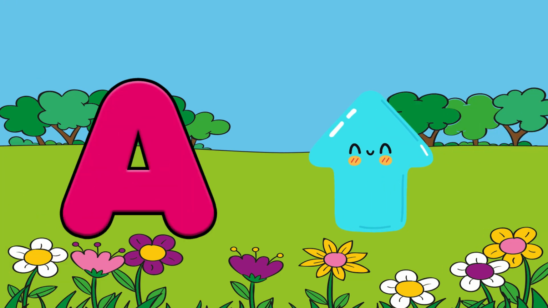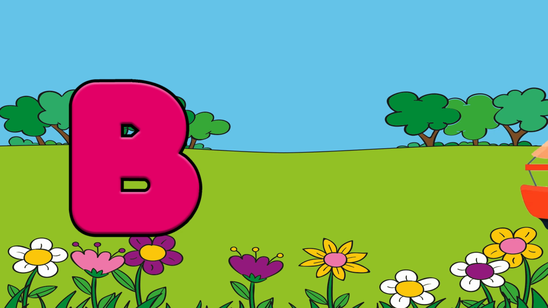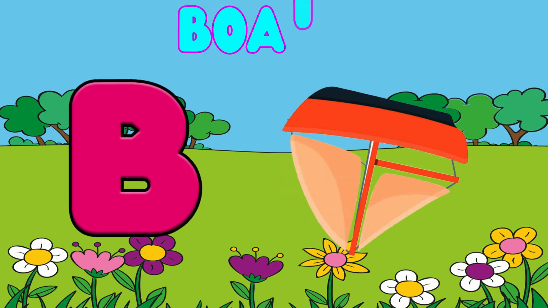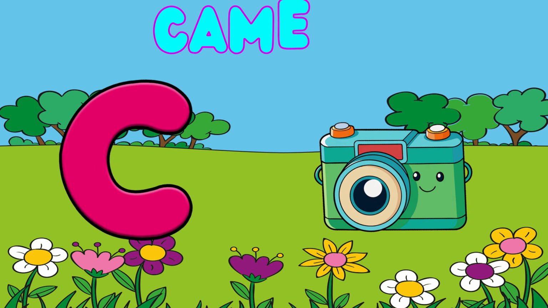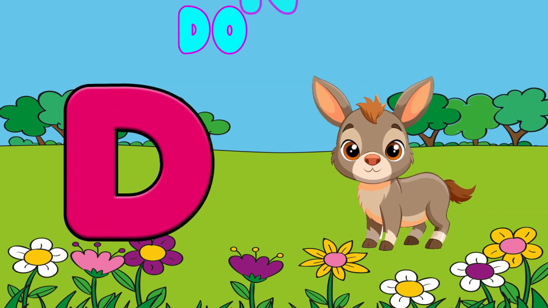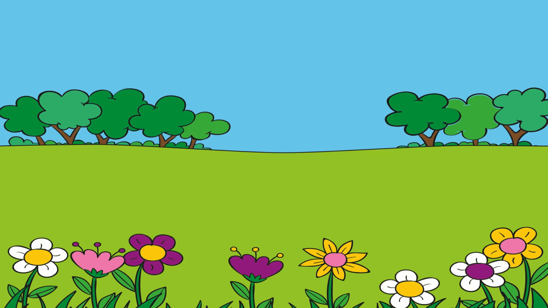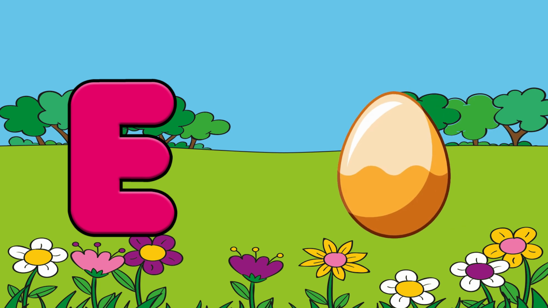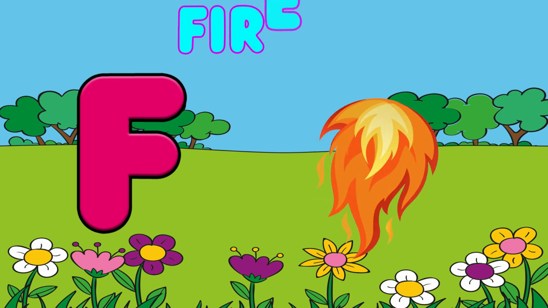A is for arrow, a, arrow. B is for boat, b, boat. C is for camera, c, camera. D is for donkey, d, donkey. E is for egg, e, egg. F is for fire, fire.